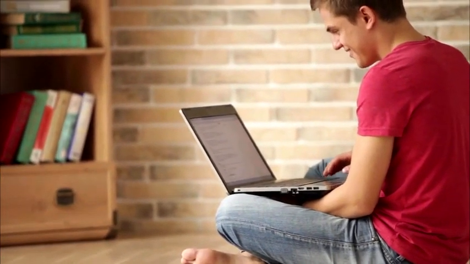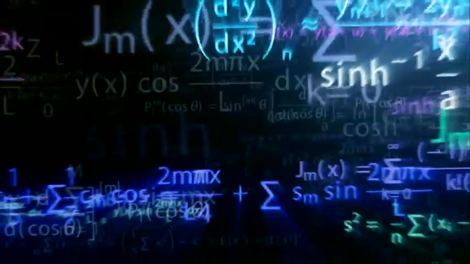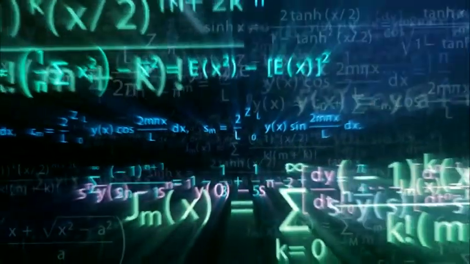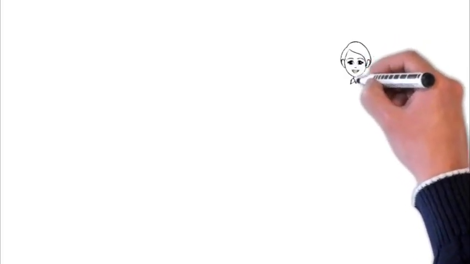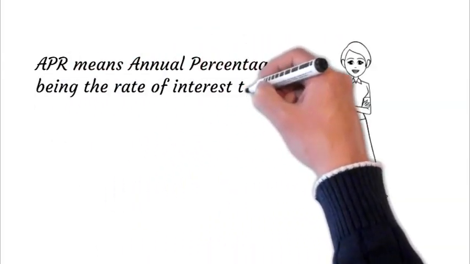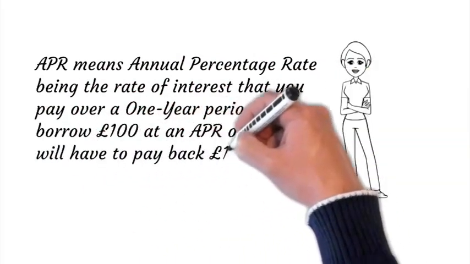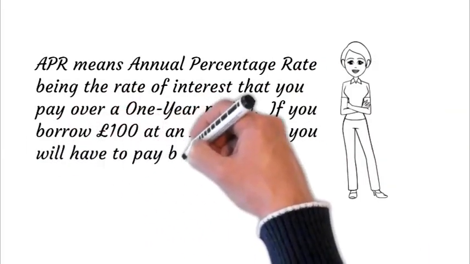I found the Wikipedia explanation is for Americans and far too technical for my simple brain. Lots of maths. The best explanation I've come across on this subject for the UK is Sasha Yanshin's MoneyFox channel. The link is below. Basically, APR means annual percentage rate, being the rate of interest that you pay over a 1-year period.